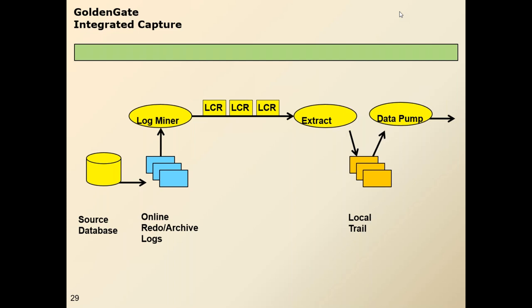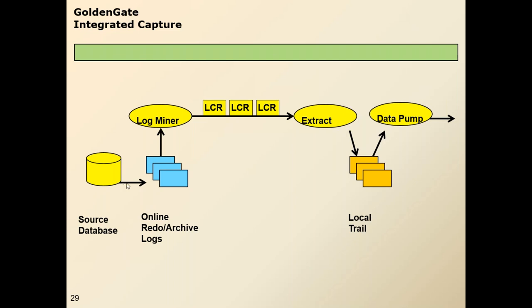Just let me complete. I discussed earlier that there are two types of extract. One is integrated and the second is classic. Now, from GoldenGate version 11.2, this integrated capture was introduced. So what is this integrated capture? What is the difference between classic and integrated one? Let me tell you.